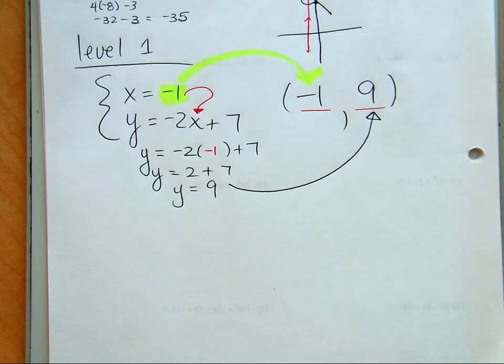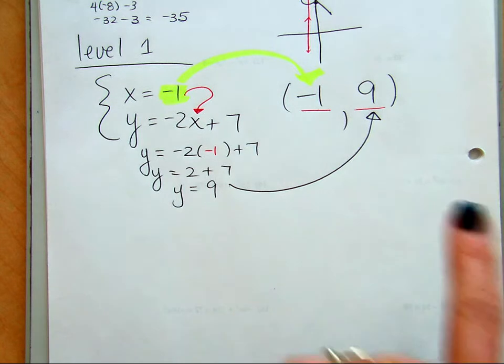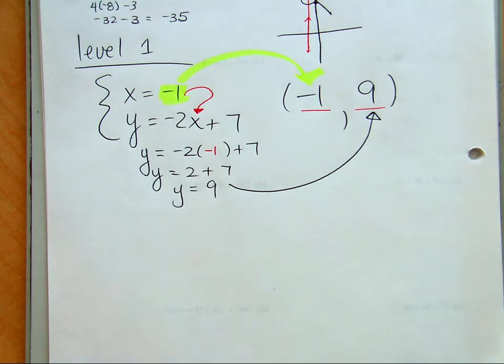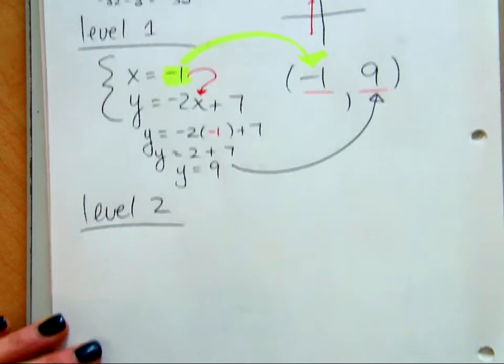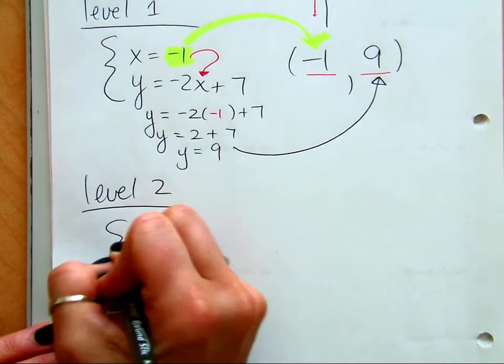Okay? So your goal for this whole section, 5-1, 5-2, 5-3, is to find that ordered pair if there is one. I'm not even going to do another level 1 problem because that's how easy they are. So can we move on to level 2? Okay. So level 2 is a little bit harder, but not too bad.